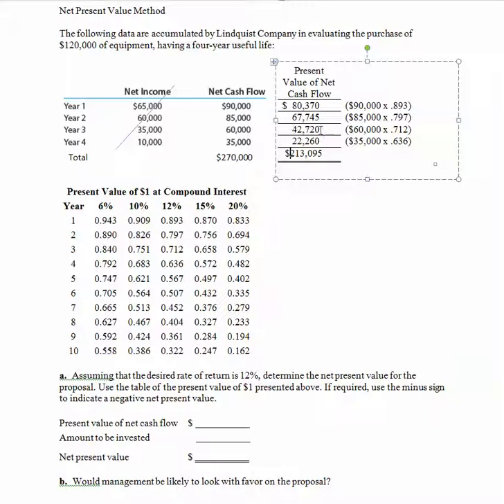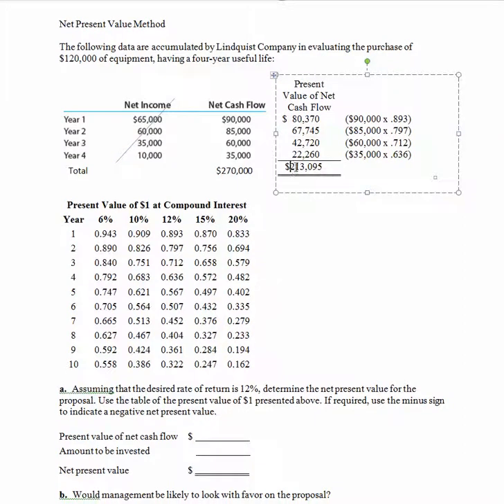And do the same thing with a third pot of money, 42,720, put that in the bank today, let it grow for 3 years at 12% annually, we'd have $60,000 at the end of 3 years, and so forth. So in total, if we were going to earn 12%, and if we were going to have these cash flows in these time periods, we would have to invest $213,095.